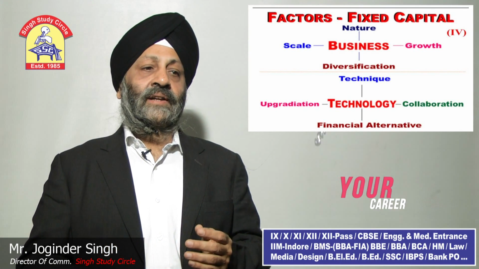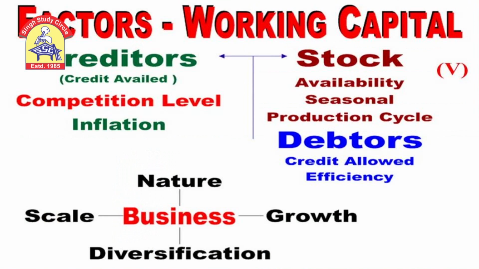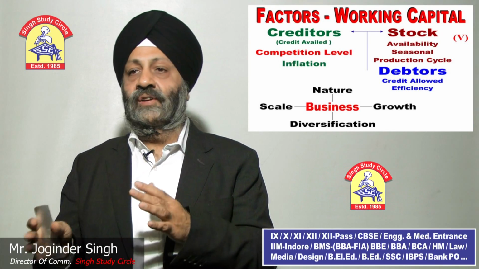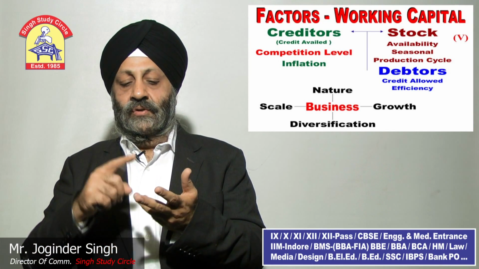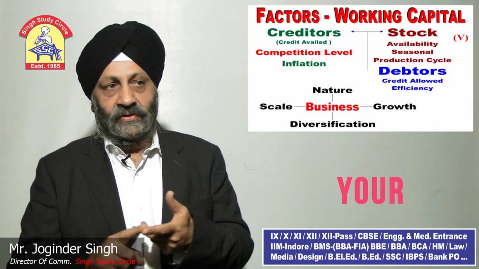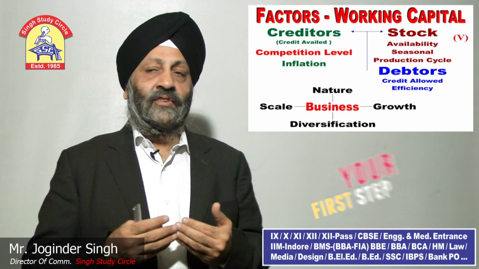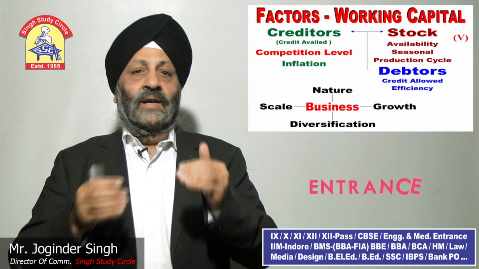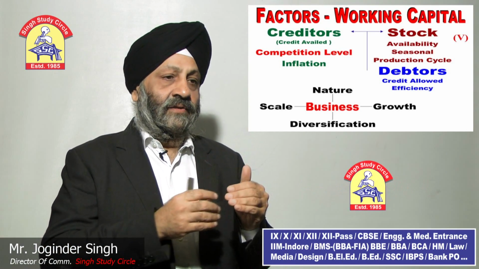Now the question that comes in the examination: factors affecting working capital. As you can see at the back, basically 4 points are the same as those I have covered in long term capital and fixed capital: nature of business, scale of business, growth of business and diversification of business. Now you have to remember the other points. To remember them, as you know, working capital constitutes current assets and current liabilities.